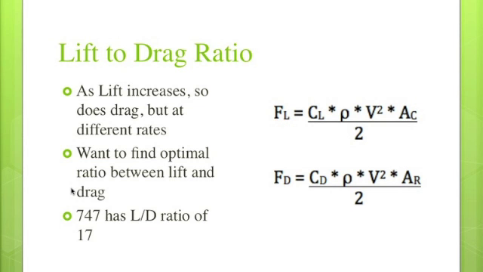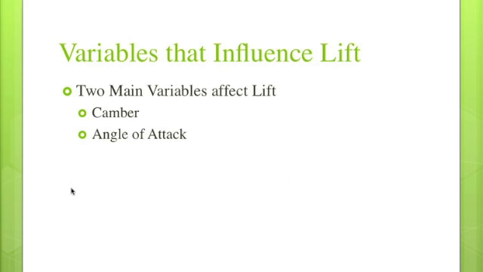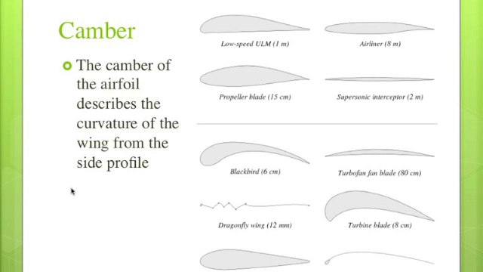The lift-to-drag ratio is an important measurement for an airfoil. In general, the more lift you produce, the more drag you produce, but they usually increase at different rates. There are many things that can affect lift. The two we are going to talk about today are camber and the angle of attack. Camber describes the asymmetry and curvature of an airfoil. As you can see, there are many different shapes of wings. A wing that is symmetrical on both the top and the bottom, closest to the airliner wing on this slide, is said to have no camber.